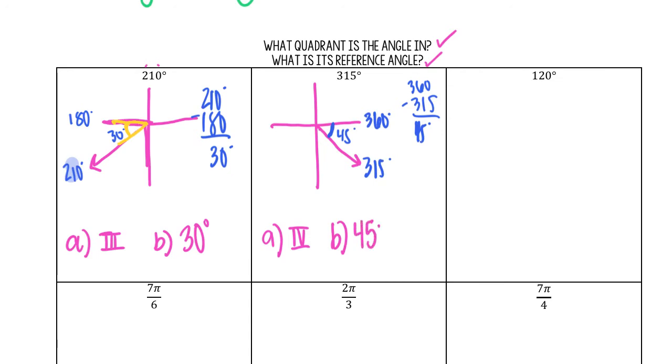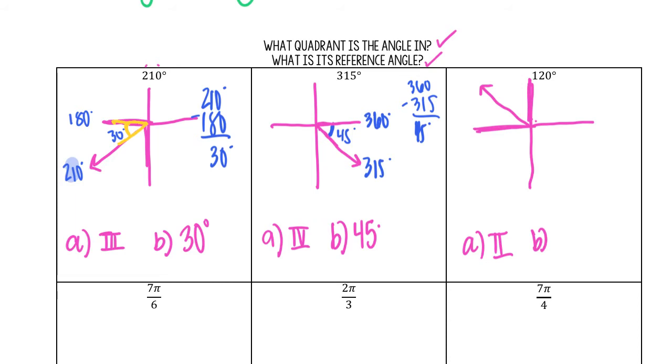The angle formed with the inside of the angle and the x-axis is 45 degrees. Let's do another one with degrees. Going to 120 degrees. 120 is larger than 90, but smaller than 180. And you should see from your unit circle yesterday that it lands in the second quadrant.